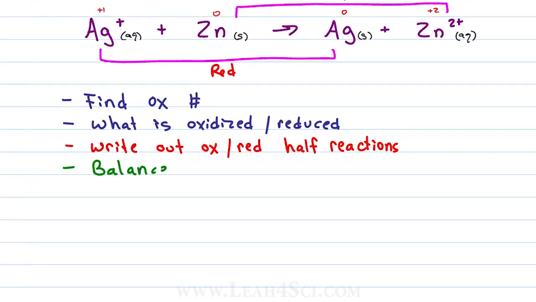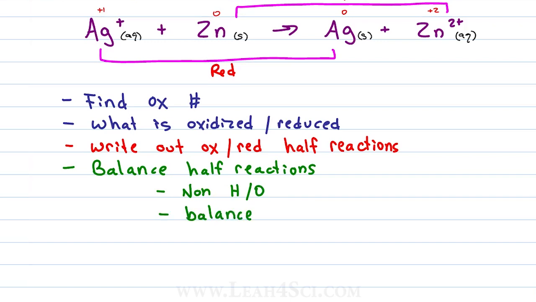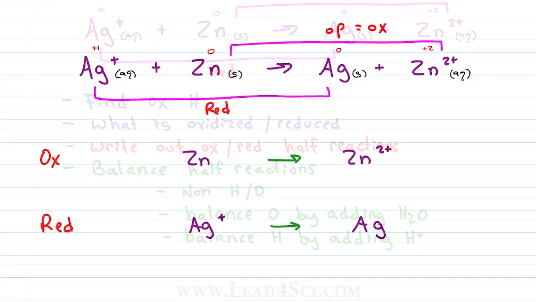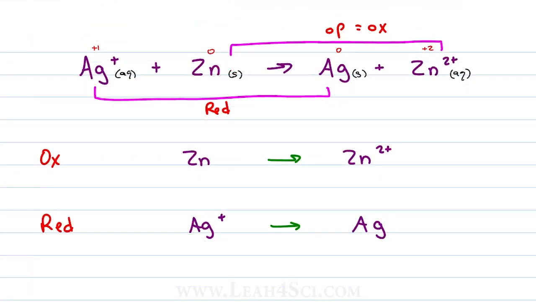Next, we balance the half reactions, where the order is very, very important. Start with your non-hydrogen and oxygen. Balance your oxygen by adding water. Then balance your hydrogen by adding H+. Now remember, H+ is acidic, so I'll show you how to change this in basic conditions, but I always start with adding H+ regardless. For this reaction, we have just zinc and Ag, no oxygen, no hydrogen, and these are already balanced. So we simply look at it, verify, 1 zinc on the right, 1 zinc on the left, 1 Ag on the right, 1 Ag on the left.